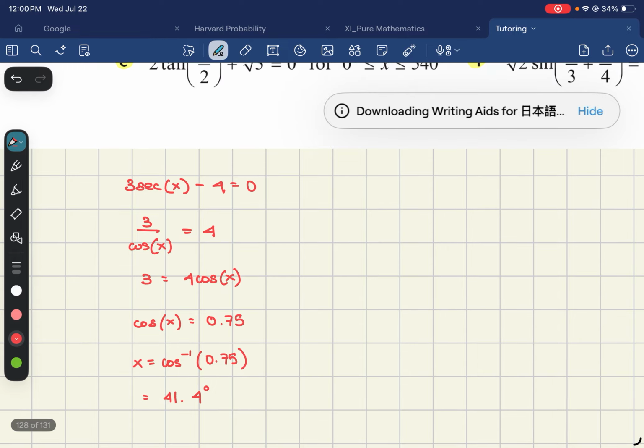Now, how do you get the other angle? Fairly simple. The other angle is just 360 degrees minus 41.4, because of the symmetry that we discussed previously. Remember, cosine is positive in the first and the fourth quadrant, so the other angle has to be in the fourth quadrant. And 360 minus this will give you the answer, which is 318.6 degrees. So this and this are your two solutions, 41.4 and 318.6 degrees.